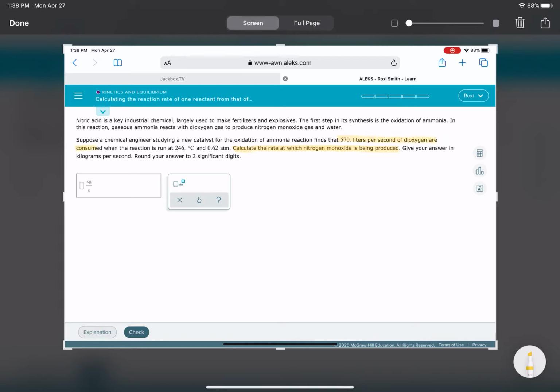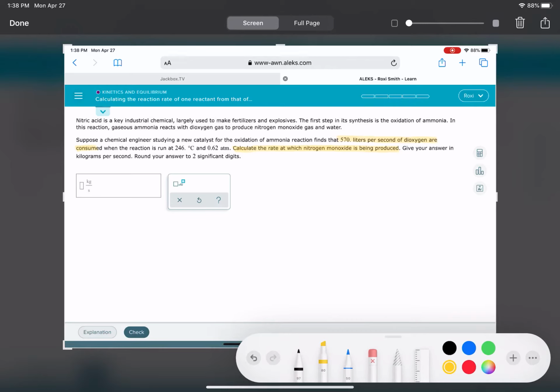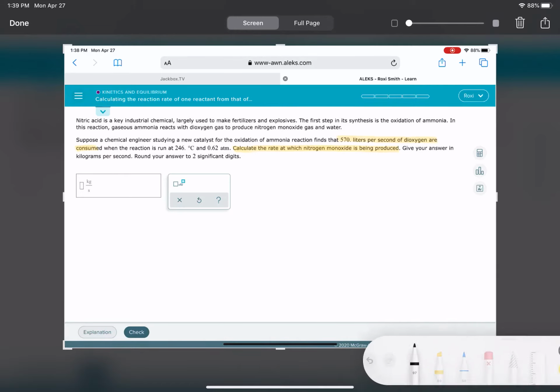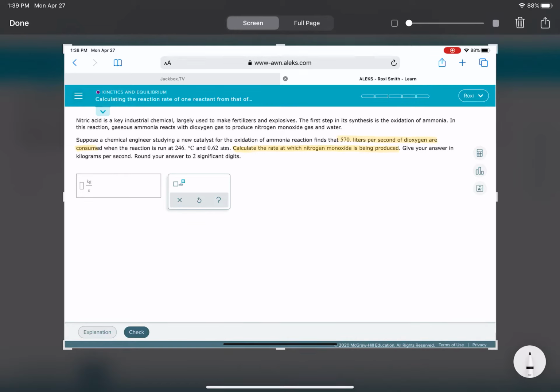So we have the rate of our dioxygen, and we're trying to use that to calculate the rate of nitrogen monoxide. And so that means that we're just going to do a rate of change in concentration of something per time, and that's going to be equal to the change in concentration of something else per time. In order to do a problem like this, we need to know what the stoichiometric coefficients are, which means that we need to start by balancing an equation.